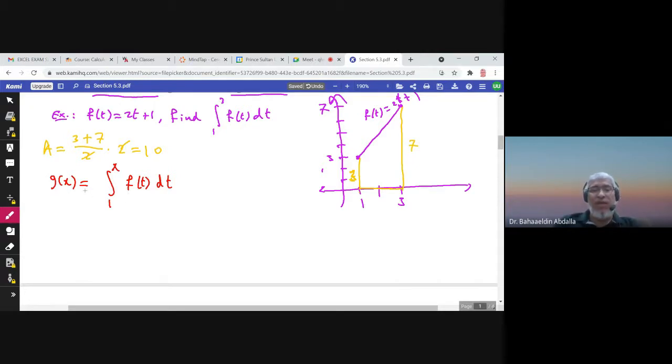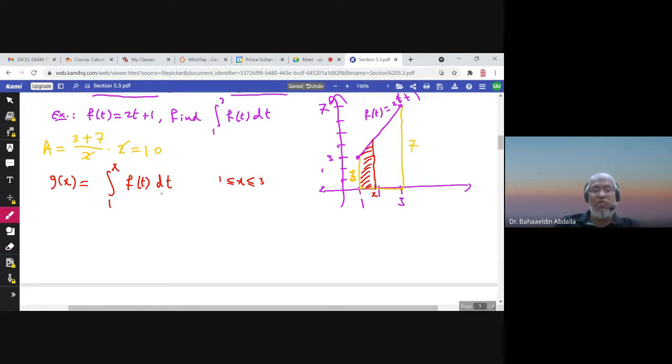What is the definition actually of this function? Well, the integral starts from 1 to x. Let us say, for example, x is here. So x is a number between 1 and 3. And we are talking about the integral of f of t from 1 to x. So this represents this area. And if x changes, it will give you another area.